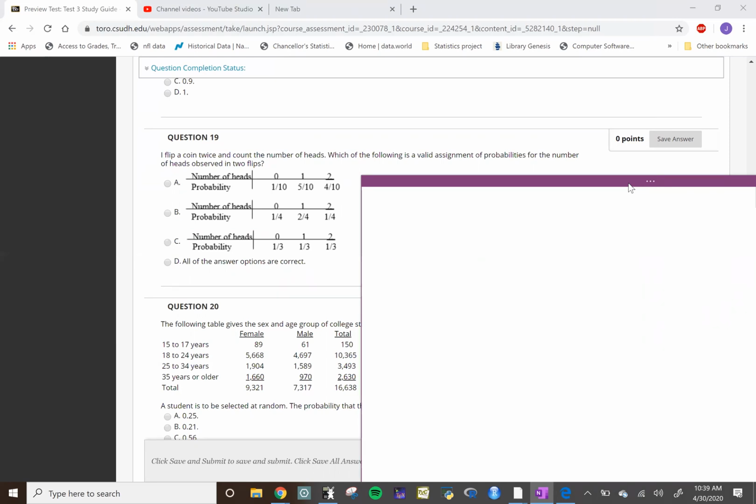So we just want to make sure, it says a valid assignment of probability. When it says that, it is referring to the 2 conditions. The probability has to be between 0 and 1. And when I add up all the probabilities, they have to add up to 1 or 100%. Everybody good with that?